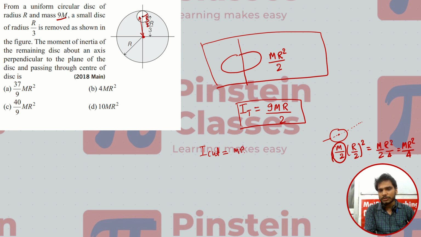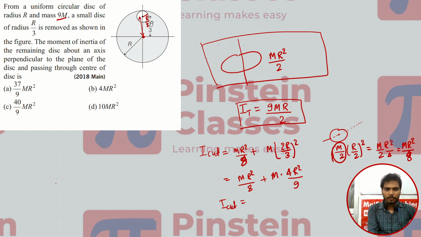So mr square upon 8 plus m times 2r upon 3 square. So the total moment of inertia of this cutout portion will be mr square upon 8 plus m times 4r square upon 9, and we can simplify it further.